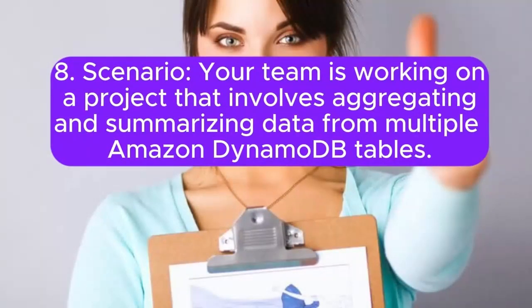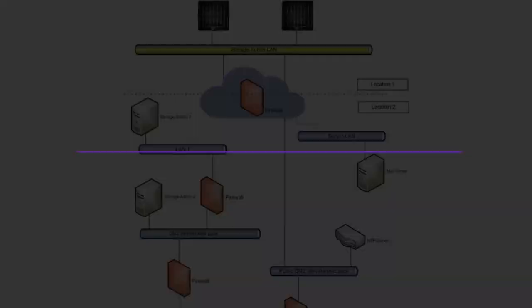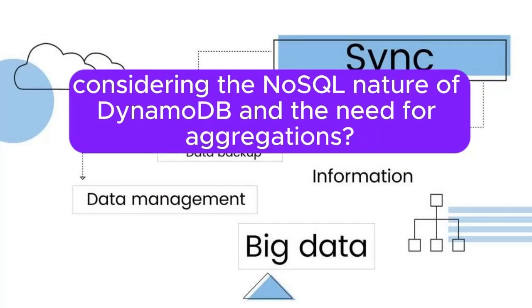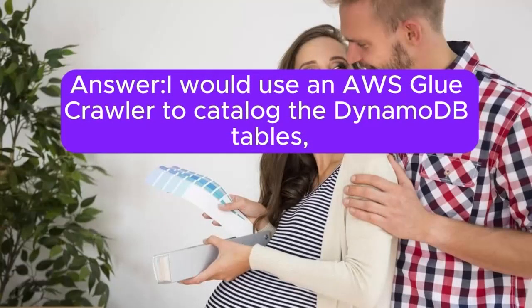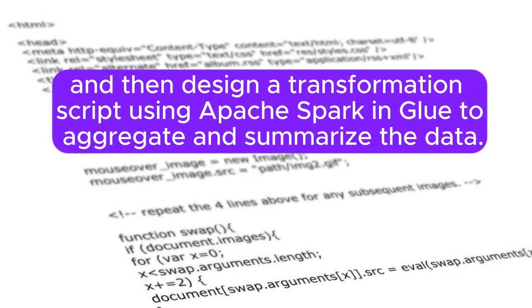8. Scenario: Your team is working on a project that involves aggregating and summarizing data from multiple Amazon DynamoDB tables. How would you use AWS Glue to create a consolidated view of the data, considering the NoSQL nature of DynamoDB and the need for aggregations? Answer: I will use an AWS Glue crawler to catalog the DynamoDB tables, and then design a transformation script using Apache Spark and Glue to aggregate and summarize the data.